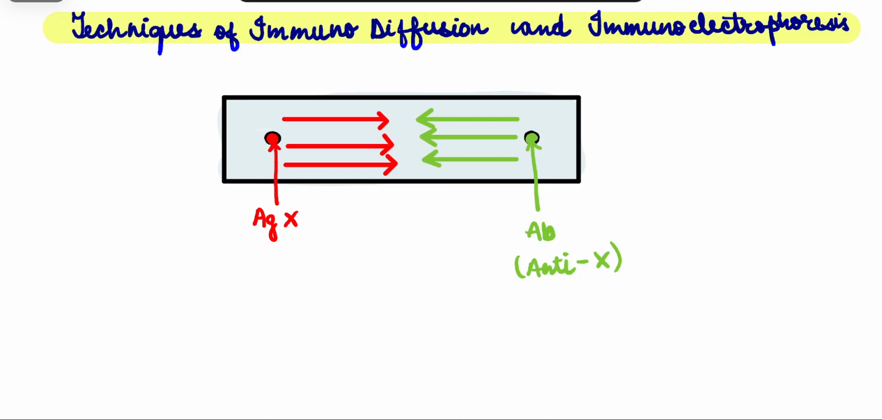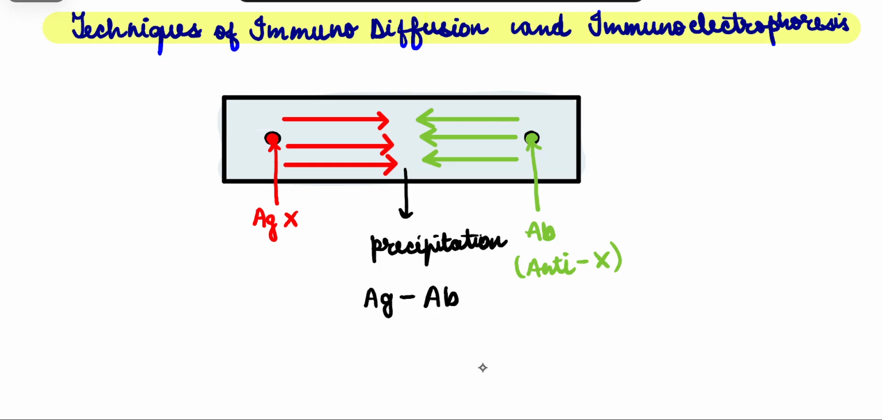Now there will be a particular place where they will meet, and at the place where they meet, the precipitation reaction takes place. So suppose this is the place where they are meeting. In this region the precipitation reaction takes place. So here I can say that there is a reaction which we call precipitation, wherein the antigen and the antibody will combine with each other.